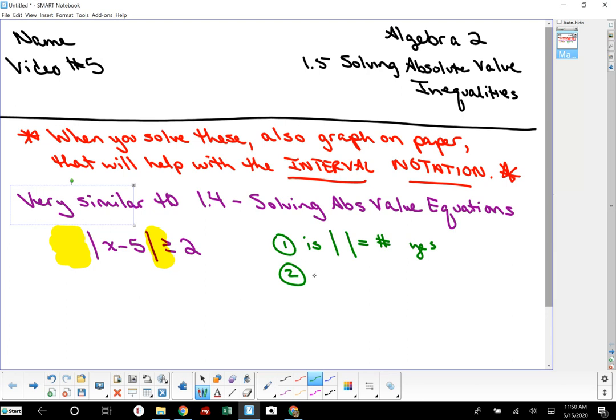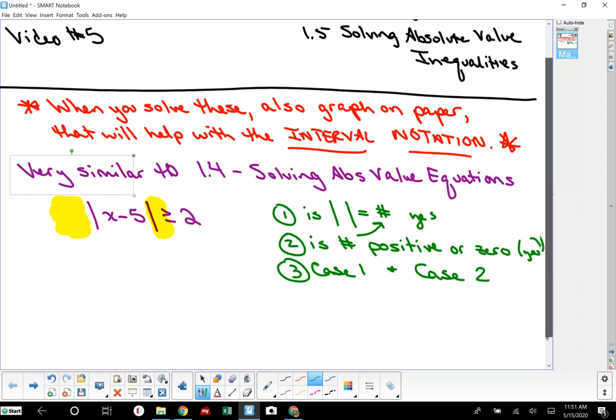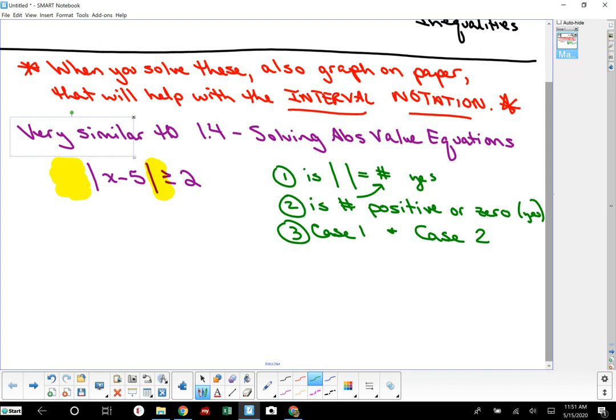All right, so step 2 is the number, and by that we're talking about whether it is positive or 0. As long as it is, and in this case yes it is, you're going to continue. And step 3, you're going to do case 1, case 2. We're going to have a little bit of a difference in case 2 this time. Case 1 is going to be just like what we did last time. We dropped the absolute value bars and just left the answer on this side positive.